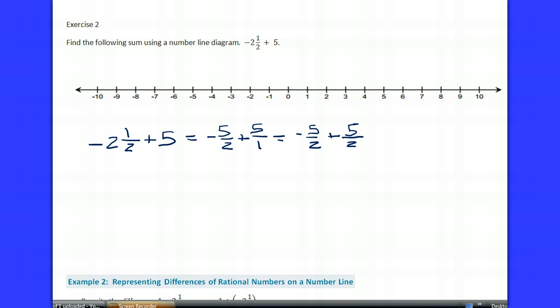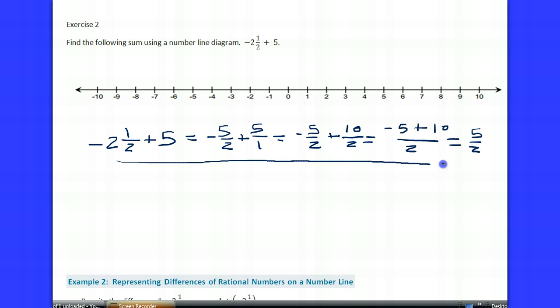And we have 10, we're going to have 10 over 2. And this basically turns into negative 5 plus 10 because we combine the tops when we add and keep the bottom. And that is going to be 5 halves. So solving it arithmetically looks like this.